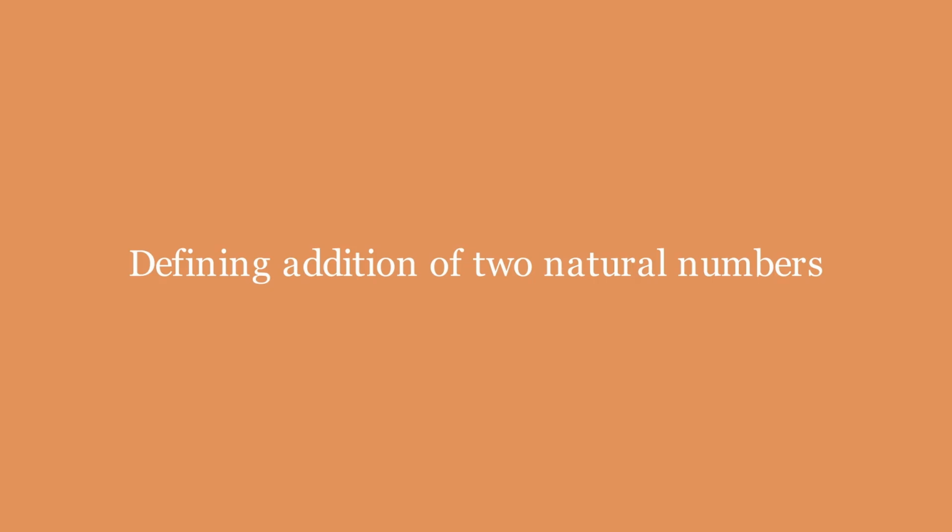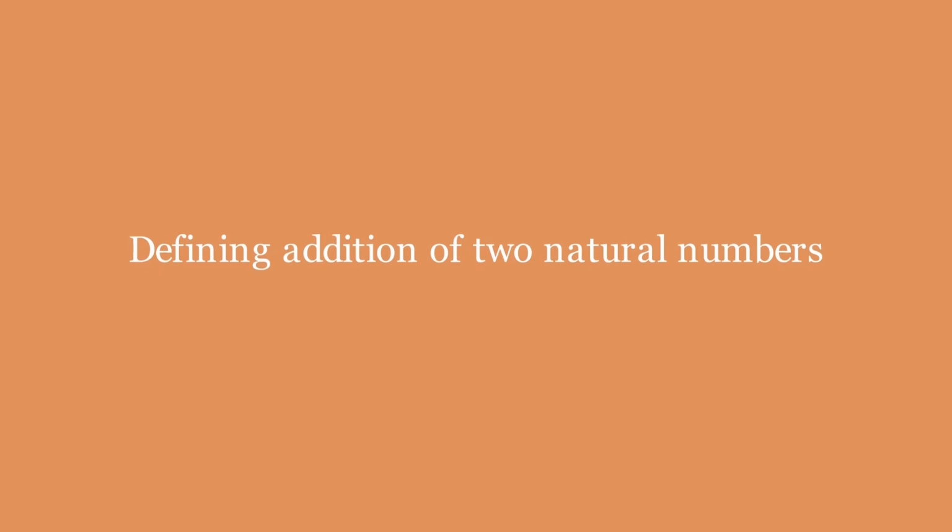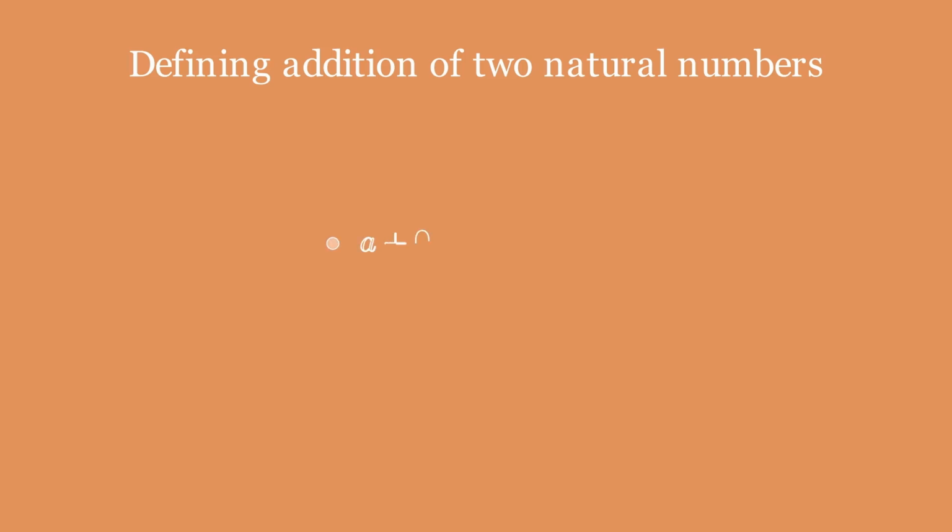What's next is addition. For natural numbers, we can define addition using a concept called recursion, where we break down a larger problem into smaller, simpler parts. Here's how we approach this. Let's start with a simple case. If we take any natural number a and add 0 to it, the result should be just a itself. This makes sense because 0 represents nothing, so adding it does not change a in any way.